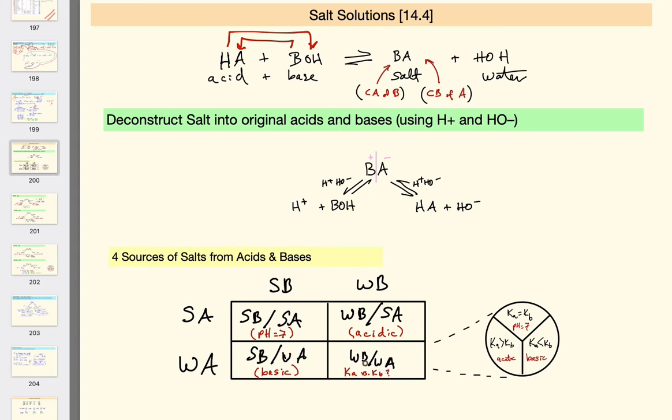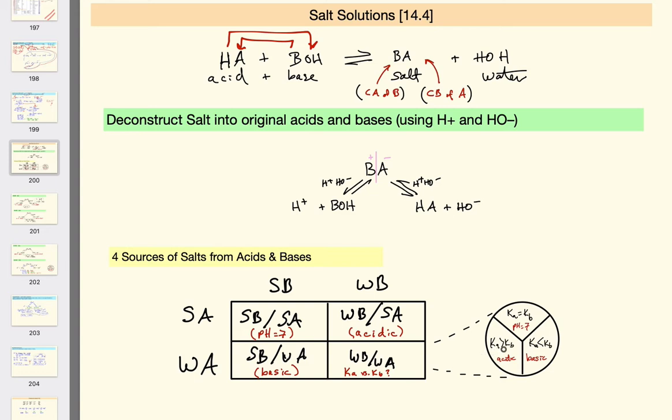Well, it depends on which one of these is stronger, if you will. Well, how are we going to know that? We're going to look at, as you know, Kas and Kbs. That will tell us relative strengths. Now, where it gets further confusing is for a weak acid and weak base, that gives us 3 scenarios. If Ka and Kb happen to be exactly equal, well, it's going to be a pH of 7. That's a rare occurrence, but it does happen.